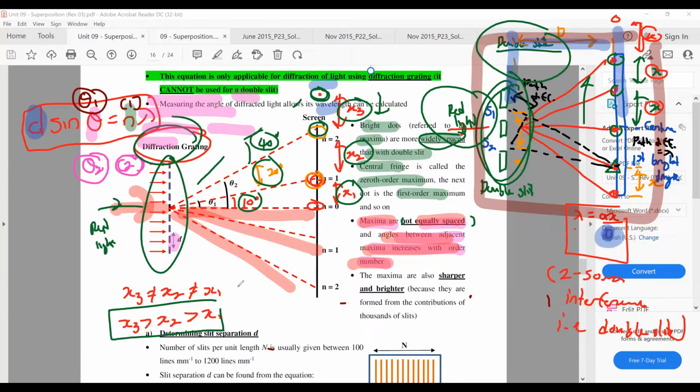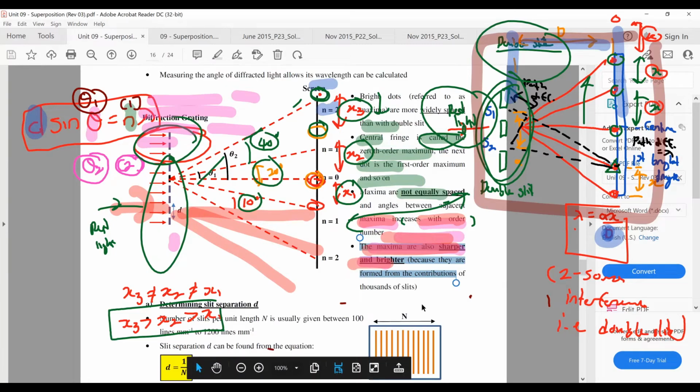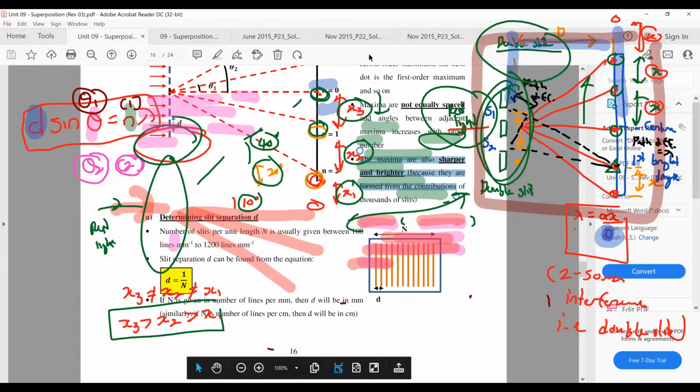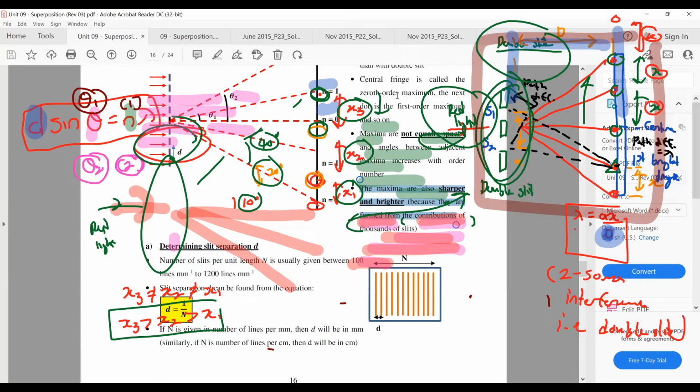So that is one thing different between double slit and diffraction grating. Double slit spacing will always be the same. Diffraction grating spacing will not be the same. It will tend to increase with distance from the center line because the angle keeps increasing. Also for diffraction grating, the maxima tend to be a lot sharper and brighter than double slits. For double slits, you tend to see the bright fringes as a bit fuzzy, but for diffraction grating, you tend to see the bright dots as quite sharp. That is one of the main differences for diffraction grating.